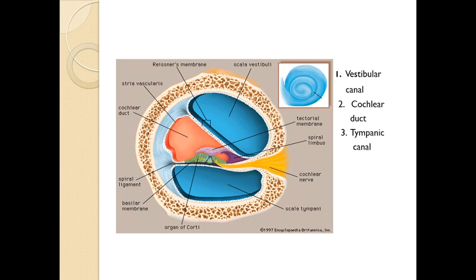So we can see that there are three compartments of the cochlea. The upper vestibular canal, in the middle the cochlear duct, and at the base the tympanic canal. So those are the three compartments of the cochlea. Actually, this cochlear duct, the middle portion, is a portion belonging to the membranous labyrinth.